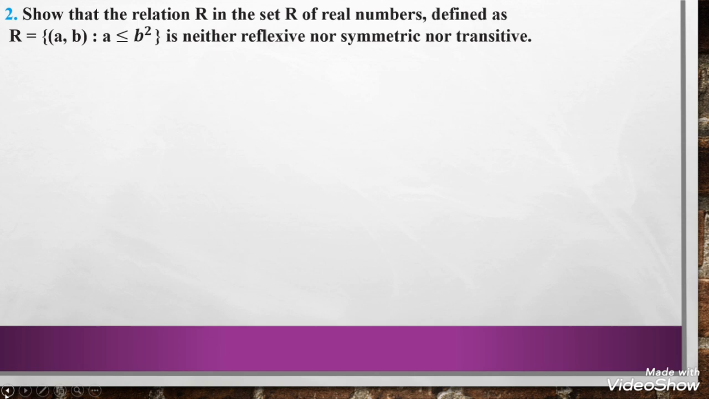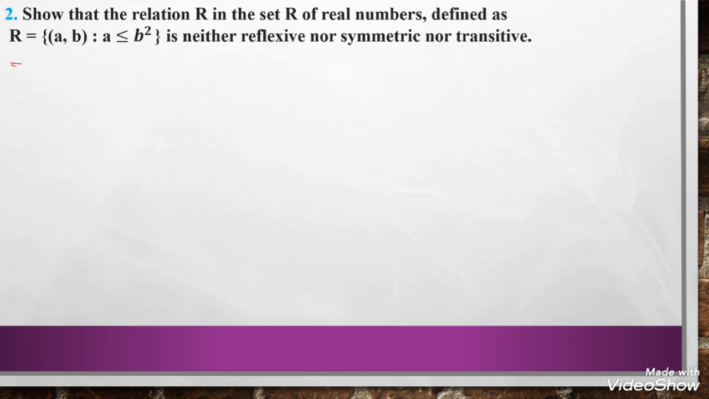Show that the relation R in the set of real numbers defined as R = {(a, b) : a ≤ b²} is neither reflexive, nor symmetric, nor transitive. We have to check the reflexive, symmetric and transitive conditions, and show that none of them is satisfied.